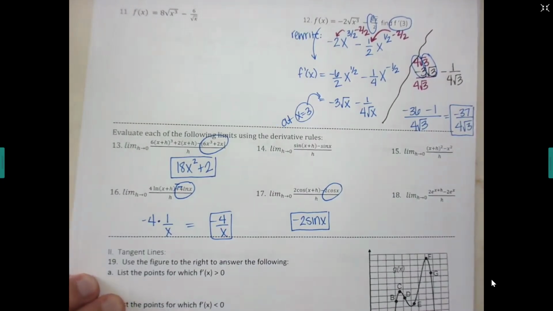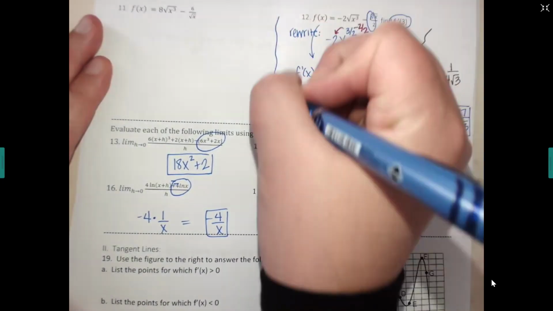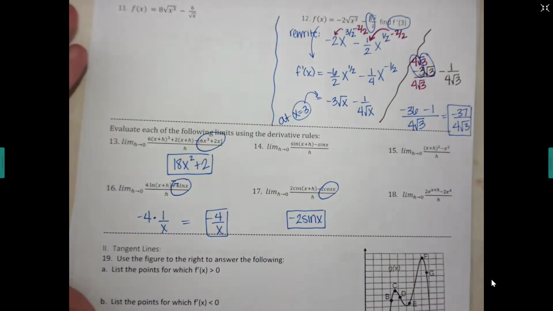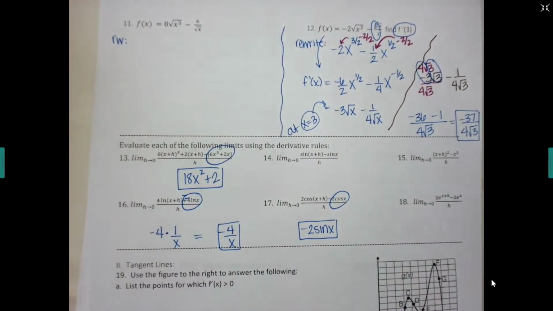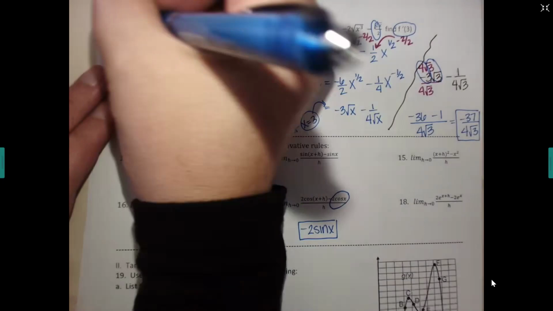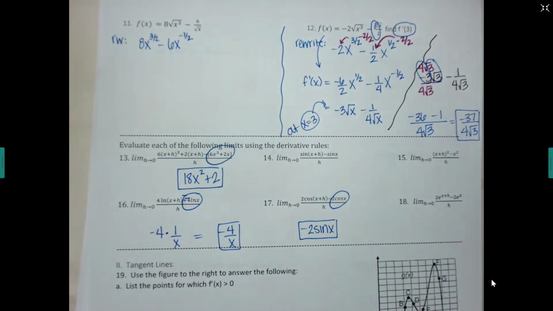All right. Number 11, can you do your rewrite for me? Right next to it. All right, so rewrite. What is it going to be? Somebody tell me. 8x to the 3 over 2 minus 6x to the negative 1 half. Yes, very good. Yes, guys. Come on, let's do it. Okay, very good. Take the derivative.